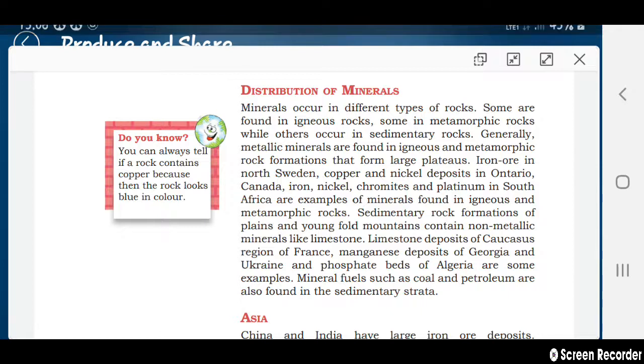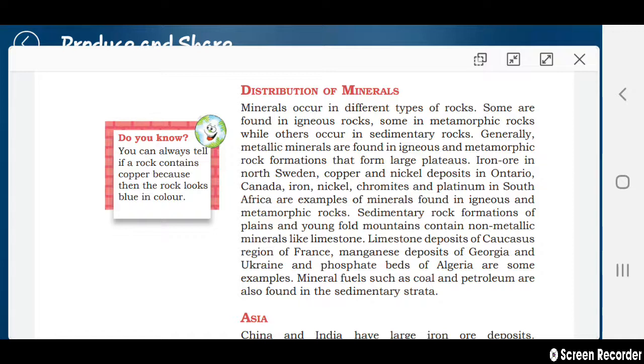Generally, metallic minerals are found in igneous and metamorphic rock formations. Iron ore is found in North Sweden. Copper and nickel deposits are found in Ontario, Canada, and iron, nickel, chromites and platinum are found in Southern Africa. These are some examples of minerals found in igneous and metamorphic rock.